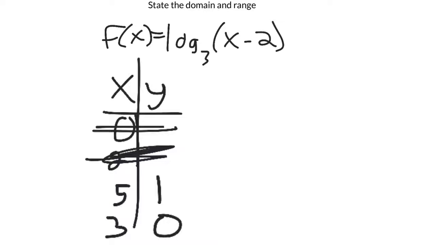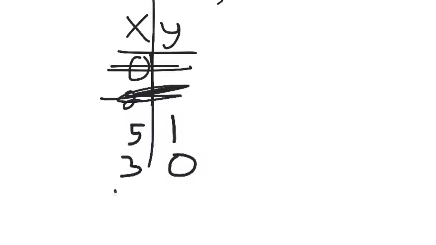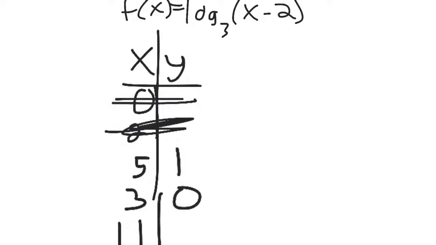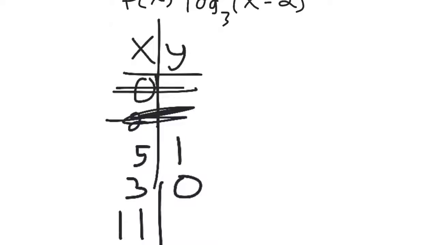So I could do 3 squared, that would make 9. So what number do I need to plug in here to get 9 out for the function? That's 11. If I plug in 11 in for x, 11 minus 2 gives me 9, and 3 to the second power would make us be 9. So 11, we said that's the second power. That would answer that logarithm.